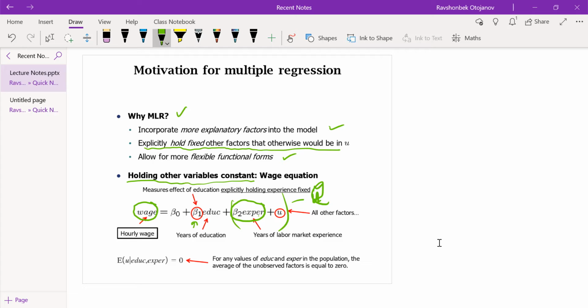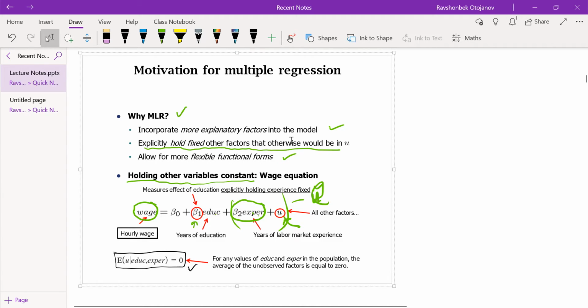We still have to assume that those variables that we included in the u do not correlate with experience or education. So the expected value of the errors conditional on education and experience is basically 0. In other words, they do not correlate.